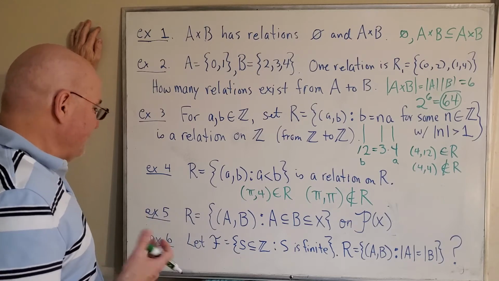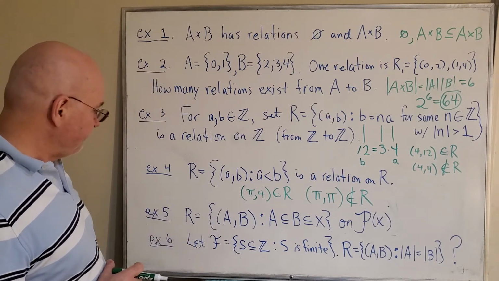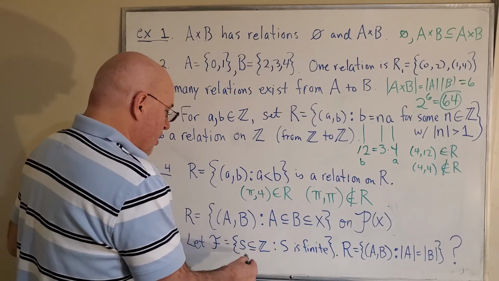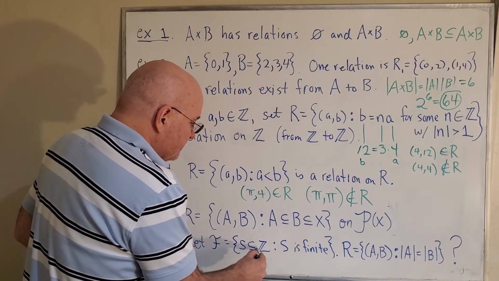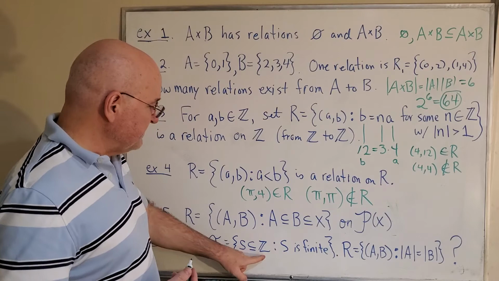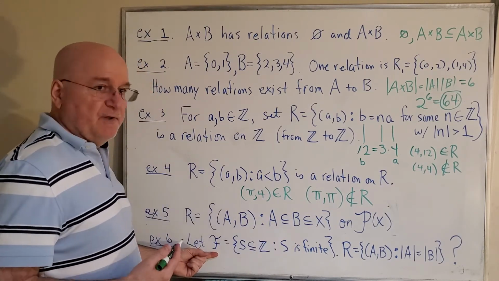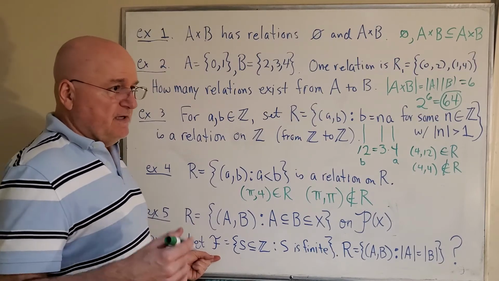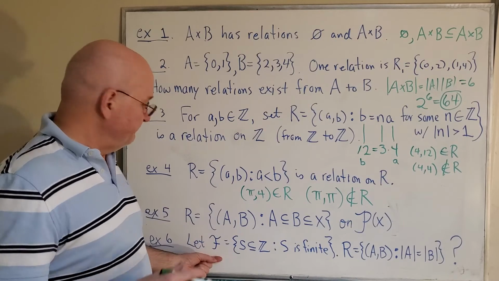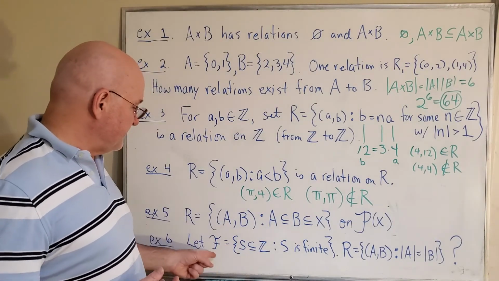The last one is also another obscure one. This is my capital F. Let this be the set of all S's, capital S, a subset of the integers, such that it's finite. So for example, in F, you could have {-3, -5, -10, 150}. That's a finite subset of the integers, therefore it's in F.